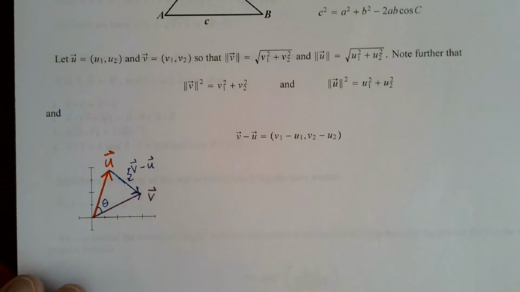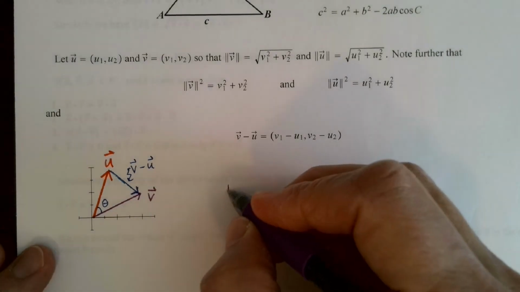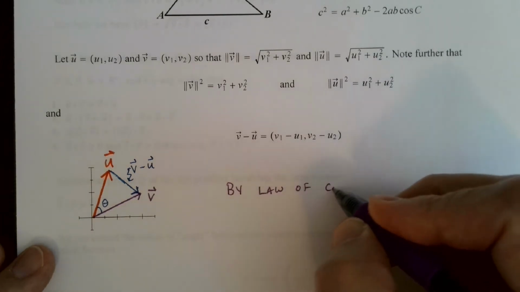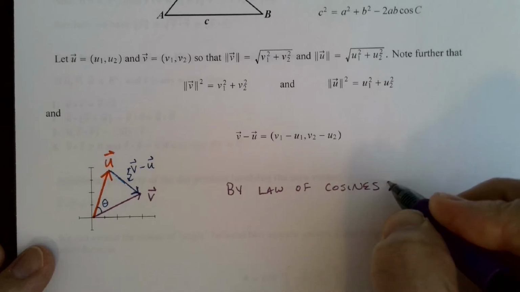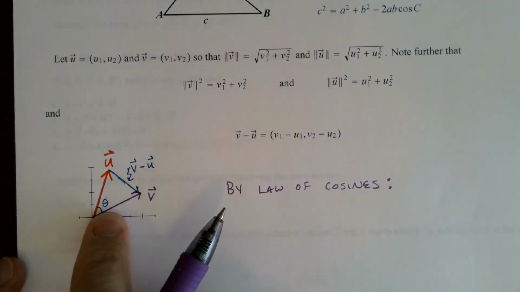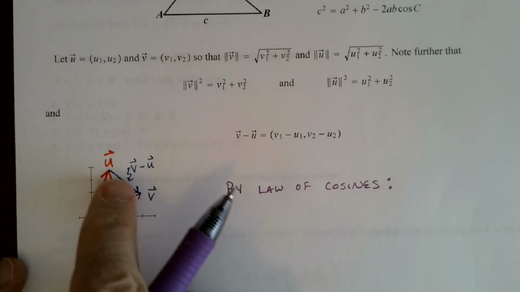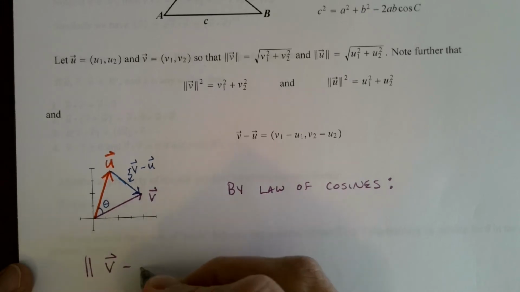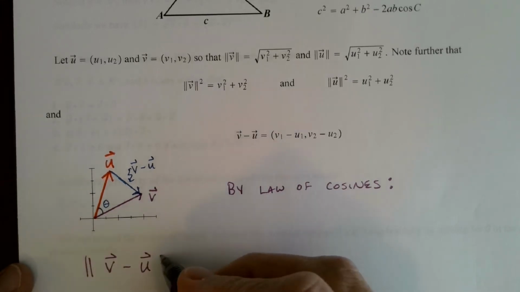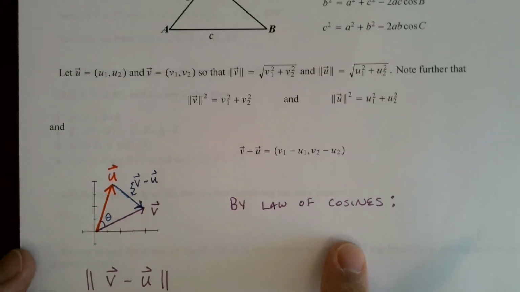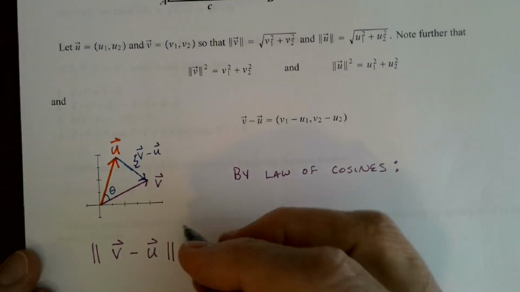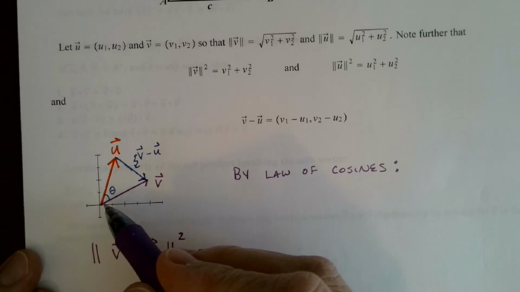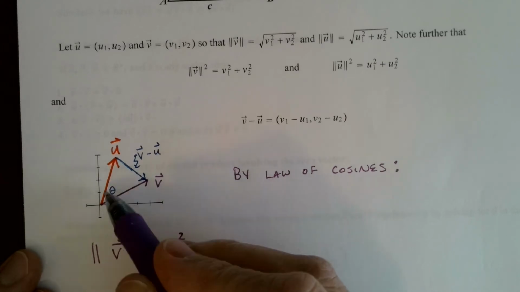And so we're going to use the law of cosines to do the following. The side opposite the angle theta is the norm, or the length, of v minus u. So the norm or length of v minus u is the side opposite the angle theta. So by the law of cosines, what do we say? The square of that side length is equal to the sum of the squares of the other two side lengths. So what are the other two side lengths? Well, what's the length of vector u here?